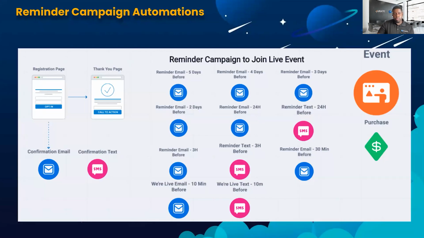Once people register, the first thing you're going to do is send them a confirmation email. And you can also do a text message, anticipating that you're A2P compliant. You can send them a confirmation text and an email just saying, hey, you're registered.